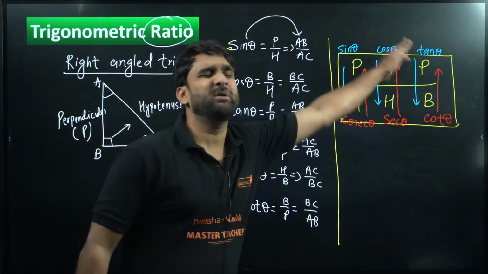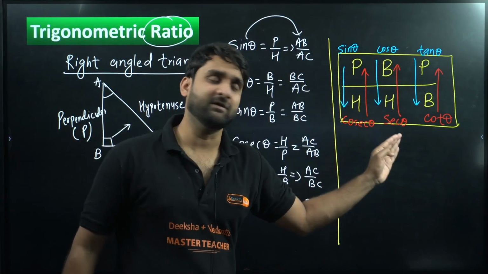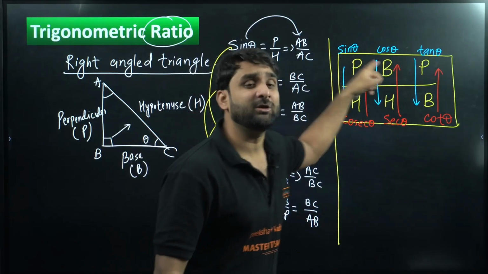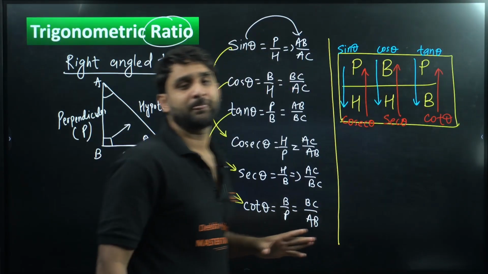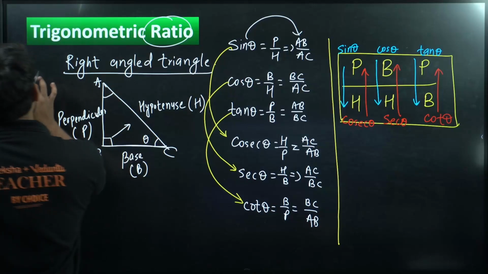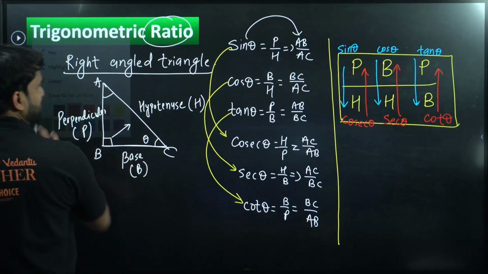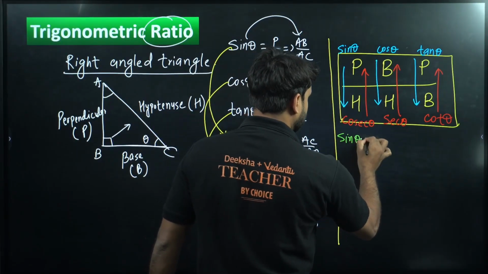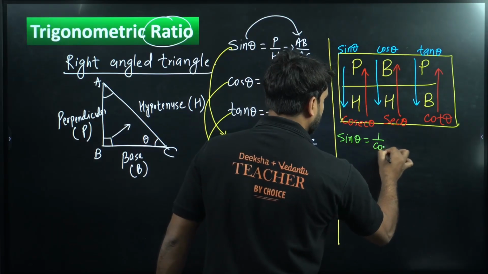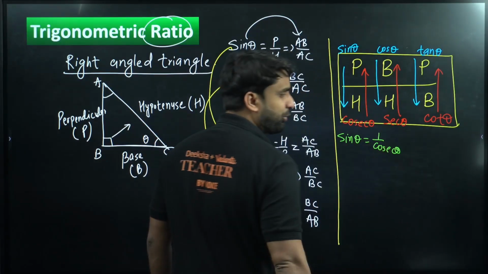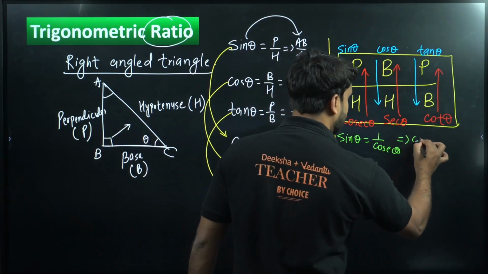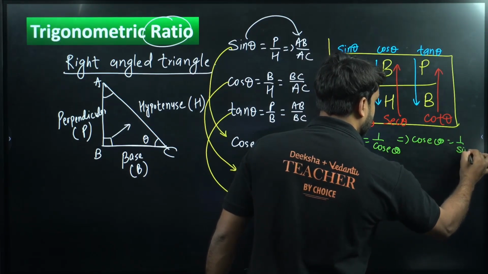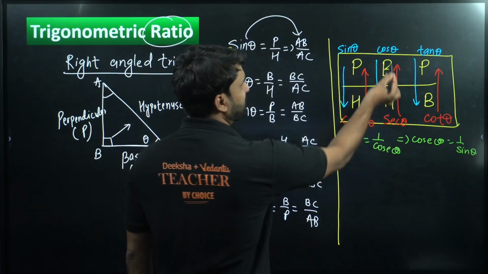PB, PHHB, right? So make sure to write this system, PB, PHHB, and sine, cos, tan, cosec, sec, cot. Right, so we can write the reciprocal relation. So sine theta is basically 1 by cosec theta, because both are reciprocal to each other, and we can write in this format also. Cosec theta is equal to 1 by sine theta, and the second relation is of cosec sec.